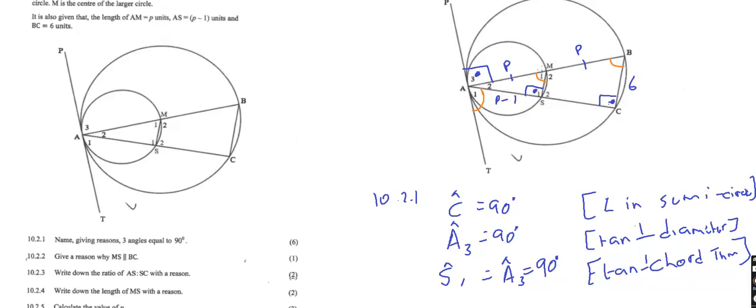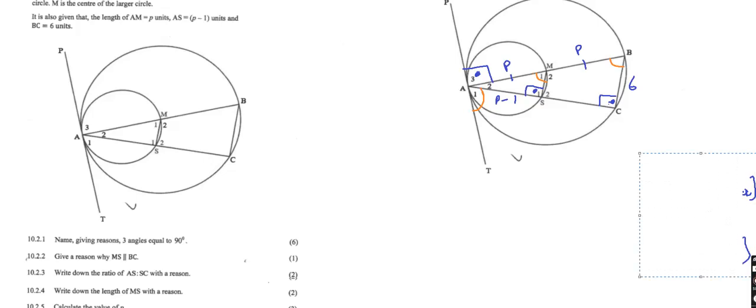Give a reason why MS is parallel to BC. Where is MS? MS parallel to BC. Clearly you can see that the corresponding angles are equal. They kind of form an F. So corresponding angles are equal. I'm removing this. So for the second one, we can say corresponding angles are equal.